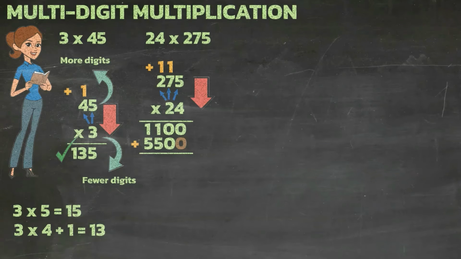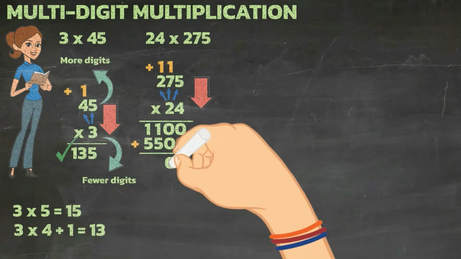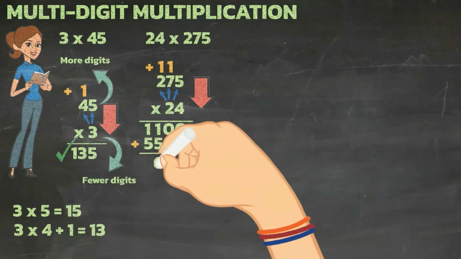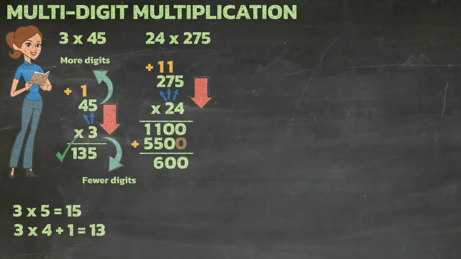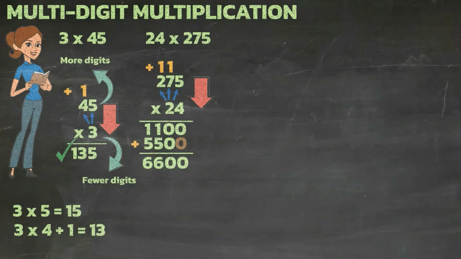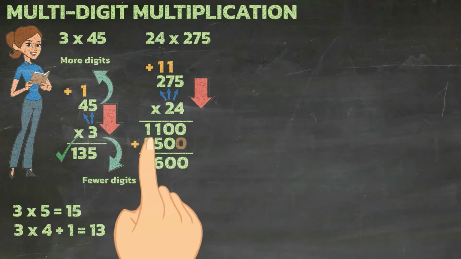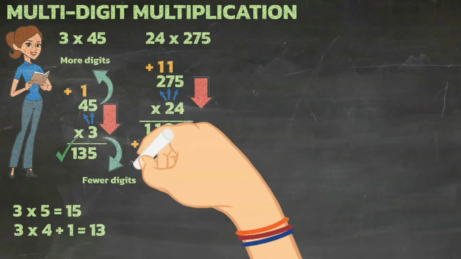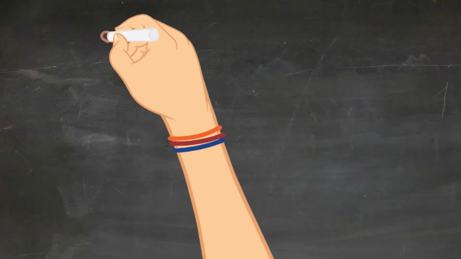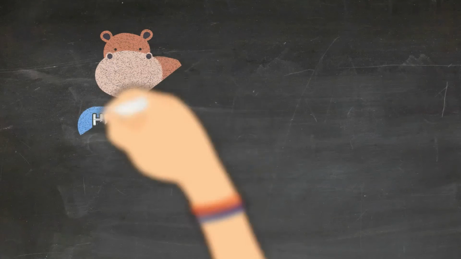0 plus 0 equals 0. 0 plus 0 equals 0. 1 plus 5 equals 6. 1 plus 5 equals 6. 24 times 275 is therefore equal to 6,600.